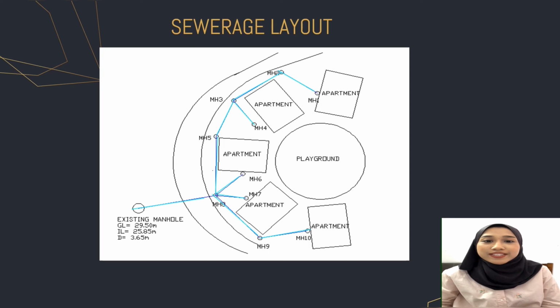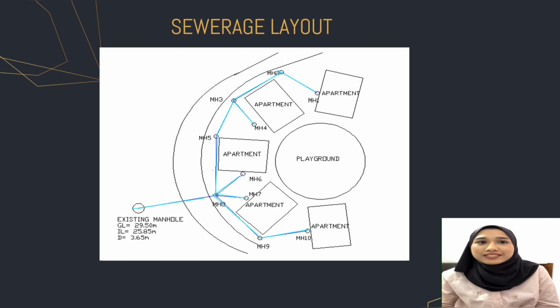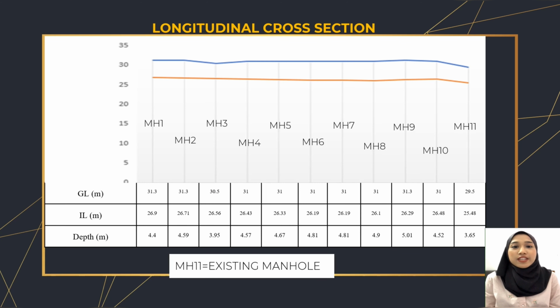As you can see on this plan view, we have proposed a system to ease the flow of sewerage from the building into the existing manhole, where waste from the building will travel underground, pass through this manhole, and finally reach the existing manhole. Next, for the design of the pipe, we suggest using 225 mm as the pipe diameter.